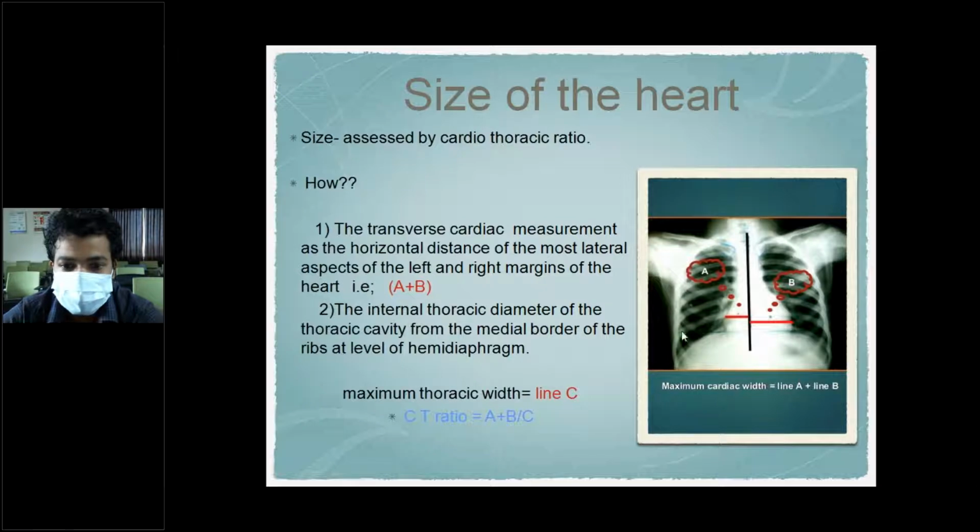The internal thoracic diameter is the diameter of the thoracic cavity from the medial border of the ribs at the level of the hemidiaphragm. We have to draw a line for the internal thoracic diameter, from the internal aspect of the ribs, from this end to this end, from right to left, and this is the line C. So after measuring these lines, we get the cardiothoracic ratio by the formula A plus B divided by C.